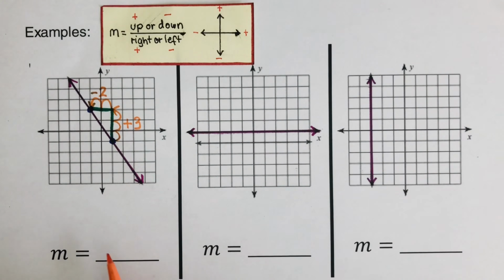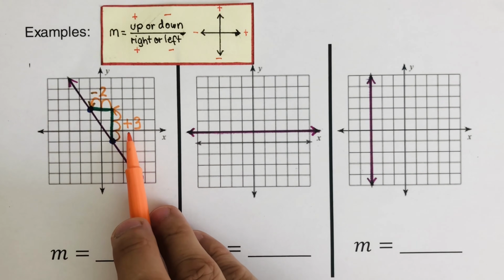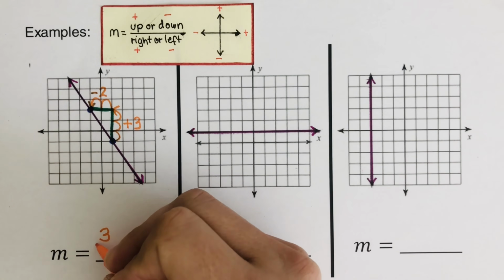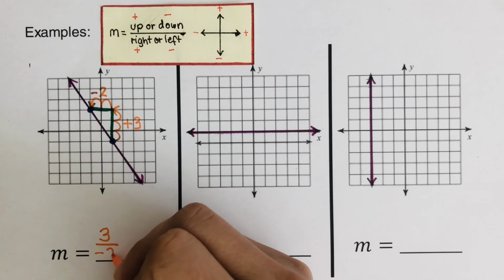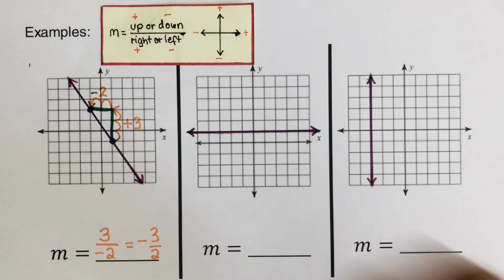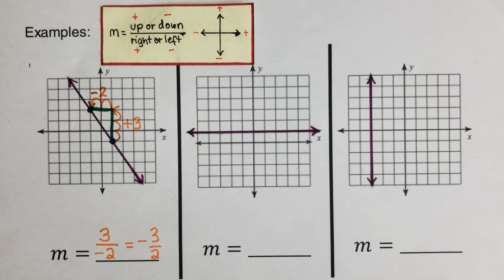If I were to create the fraction here for the slope, I'm going to have to pick either up or down, and I went up 3. So I'm going to have a positive 3 over, then I went left, so that is a negative 2. Then my slope is equal to negative 3/2. So this is the slope for this. Now I can go the other way around too. I go down, that's a negative, and then I go right, it's positive. It's still going to be the same answer. Did you get the same answer as this? Good, perfect.